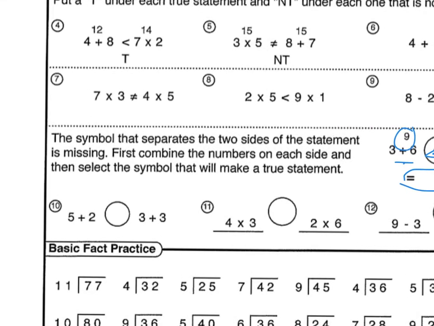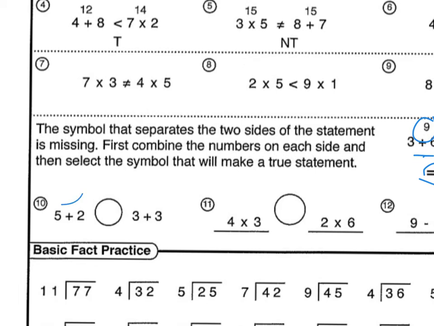All right, your turn. You try number 10. Put the answers in here and then put the symbol in there. Okay, pause the video until you've got that done. So you should have written a 7 there and a 6 there and that symbol in there, which is called a greater than symbol because 7 is greater than 6.